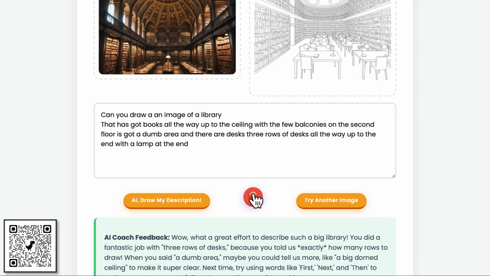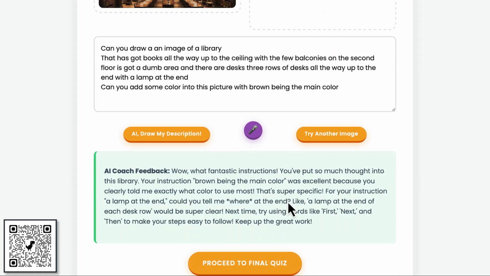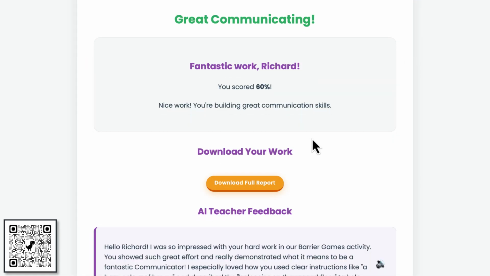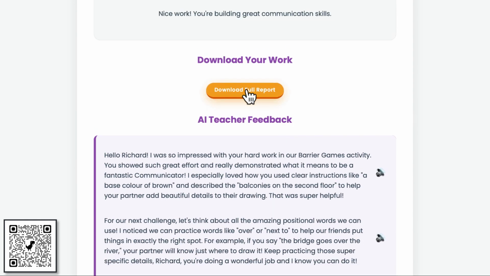So after they finish refining their instructions, what's the final assessment? As always, the lesson wraps up with a 10-question quiz. This is followed by a full skills review, and if they achieve 80% or more, they earn a downloadable certificate, plus they get a full report of the lesson.